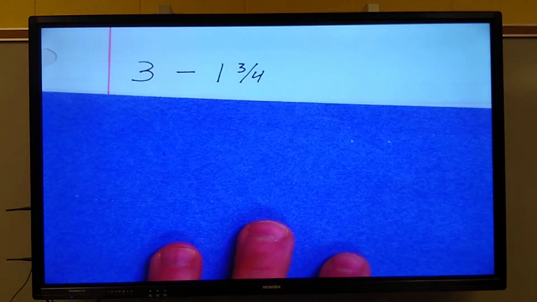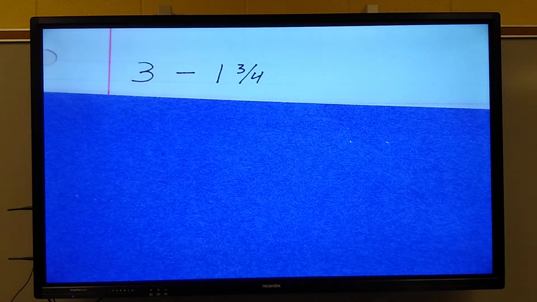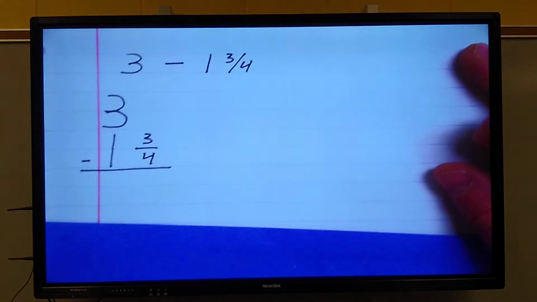This time, a whole number minus a mixed number. Let's see if you remember. Remember, you will have to borrow to solve this problem. Do this now. Pause video. All right, let's see how excellent you did.